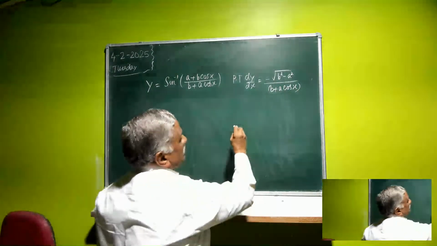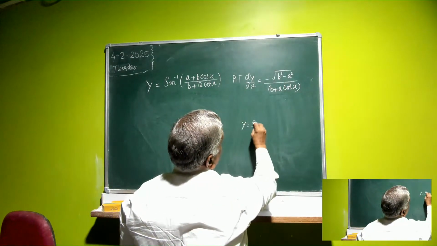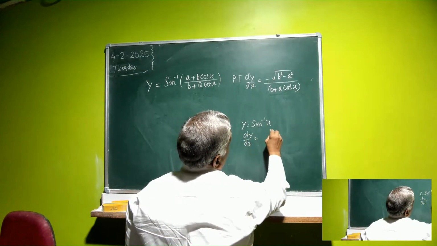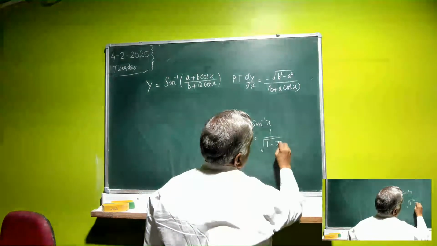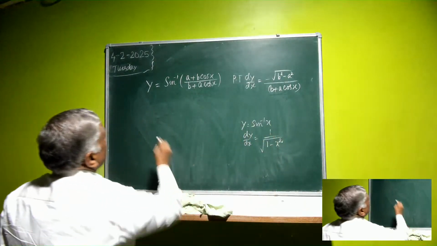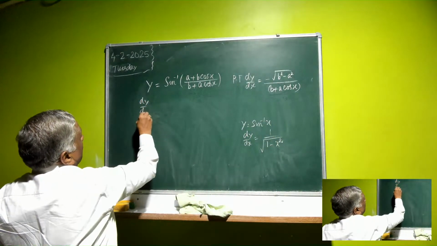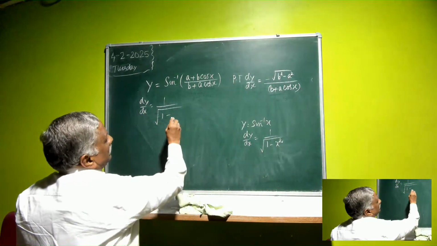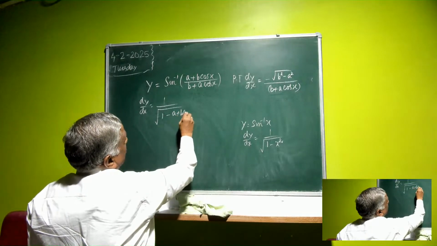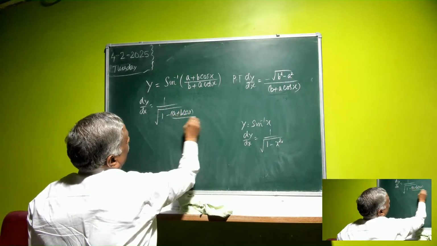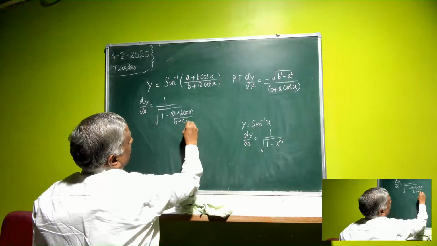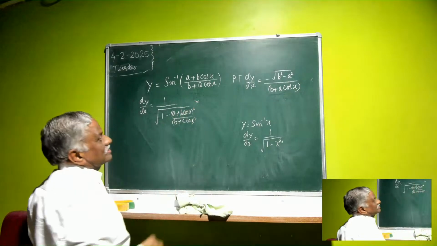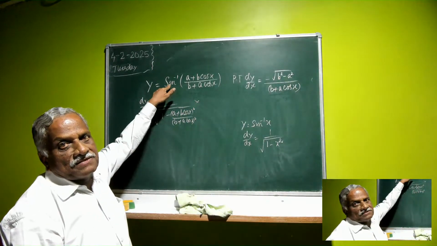So you have to recall this. When y is equal to sin inverse x, dy by dx is 1 over root of 1 minus x square. So if you apply that here, 1 over root of 1 minus a plus b cos x over b plus a cos x, whole square, which I write separately for our understanding. So I have differentiated sin inverse.